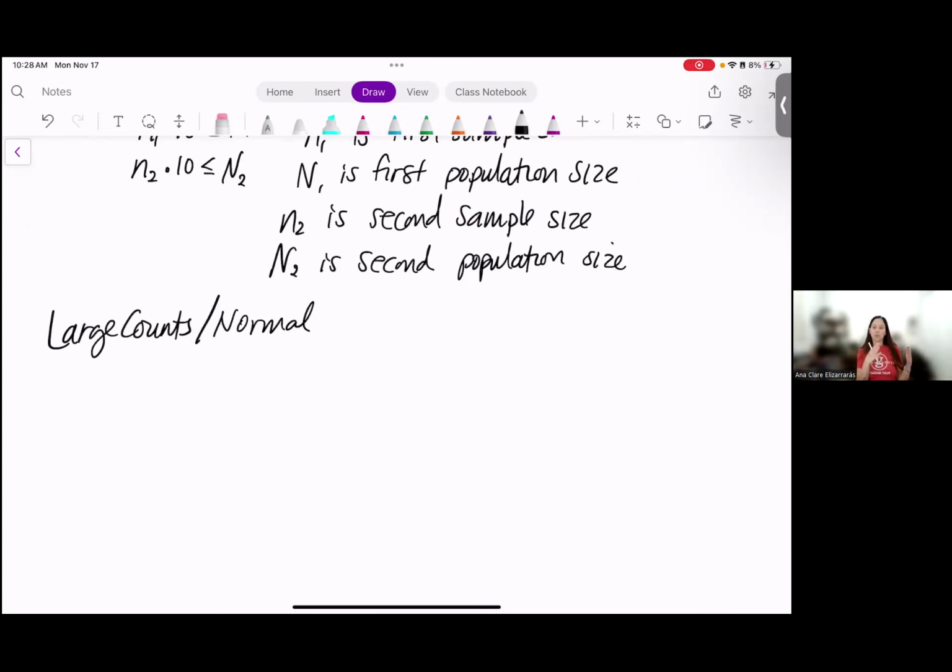For proportions, there's one way. You check successes and failures. For means, there's three ways. You check either the population stated to be normal, which rarely happens. It's only in like a perfect world. The sample size is large enough, or you have to graph it and your graphs don't show skewness or outliers.